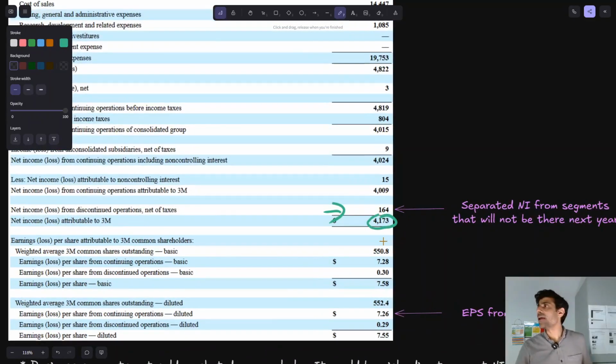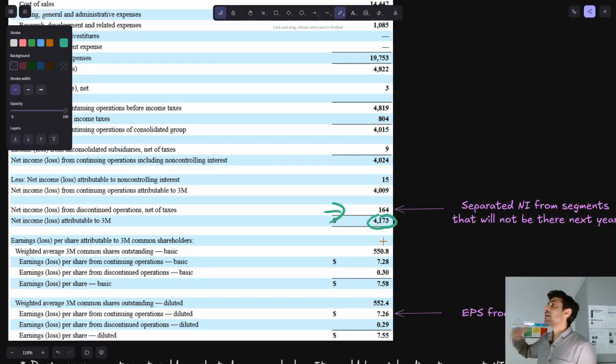You would have had to use some estimate of how much of this was from some discontinued thing, because they probably announced at some point, hey, we're selling off this part of our business or we're shutting it down. But they're making it explicit in the financial statements how much net income is coming from that segment of the business that's now no longer going to continue.